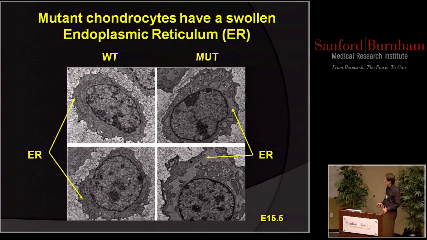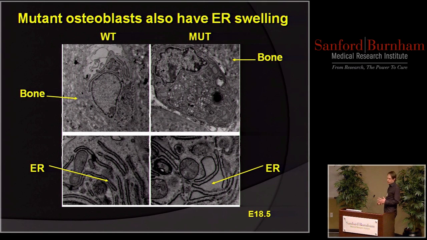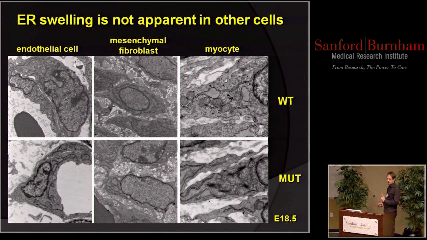This ER swelling we also saw in the bone-forming cells, the osteoblasts, where you see an increase in ER volume compared to what you can see in the wild type. Now, interestingly, this ER swelling was only visible in these two tissues. Any other tissue that we looked at, for example, endothelial cells, mesenchymal fibroblasts, or myocytes, they do not have this swelling of the ER.